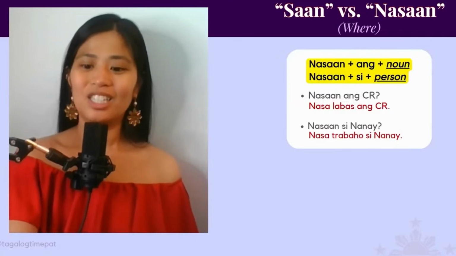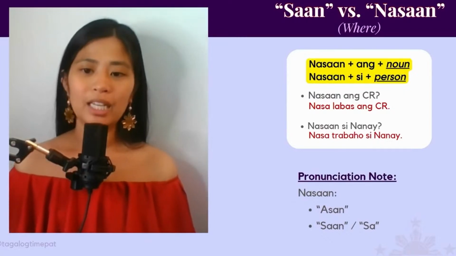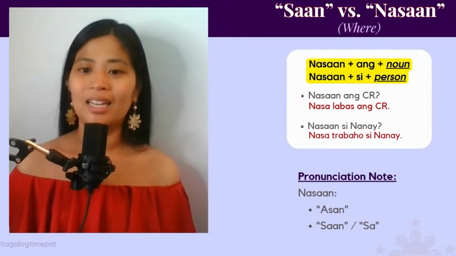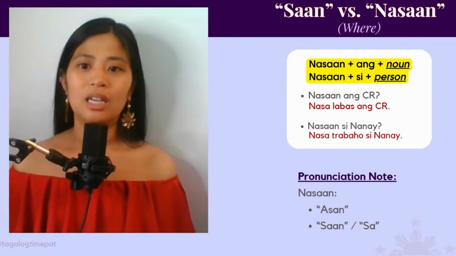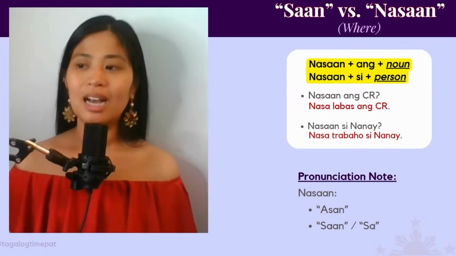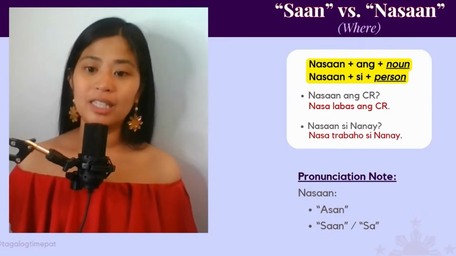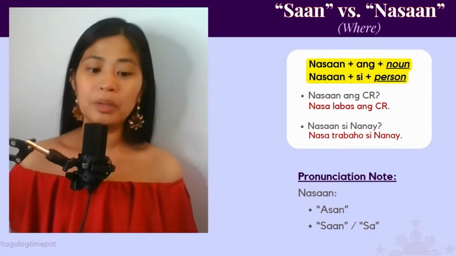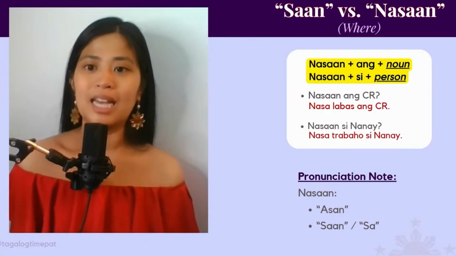So this is just to look at it again. These are the examples we just saw. You might hear someone say asan or saan when they're referring to nasaan. So that's just like a short way to say it. So instead of saying nasaan ang CR, someone might ask asan ang CR? Where is the bathroom? Or they might even just say saan ang CR, even though technically it should be nasaan. So people shorten it, but technically, just so you know, it should be nasaan.